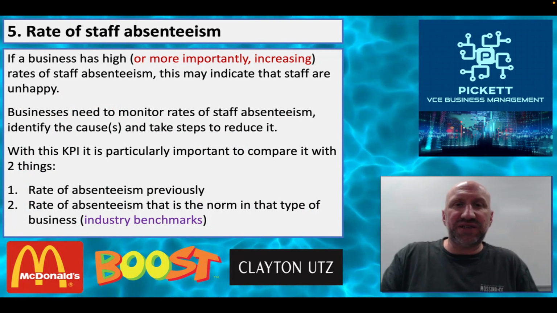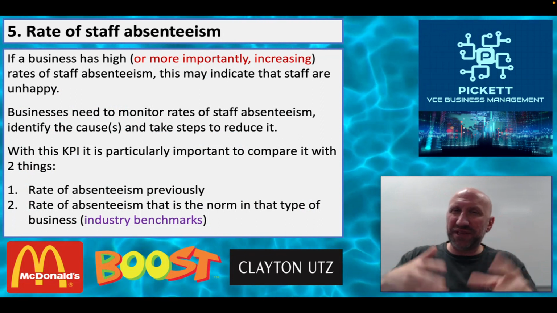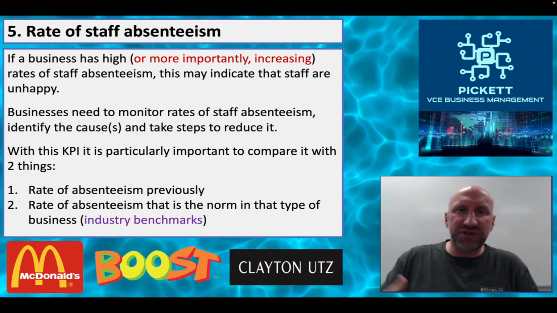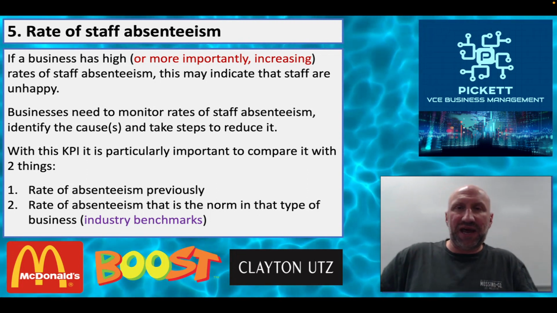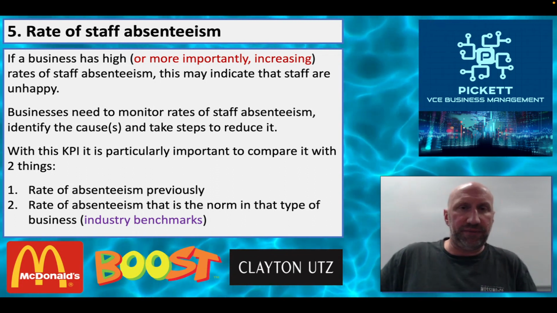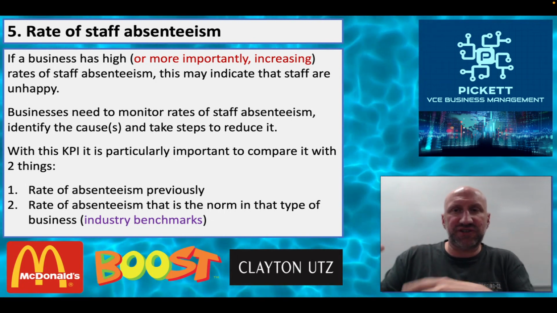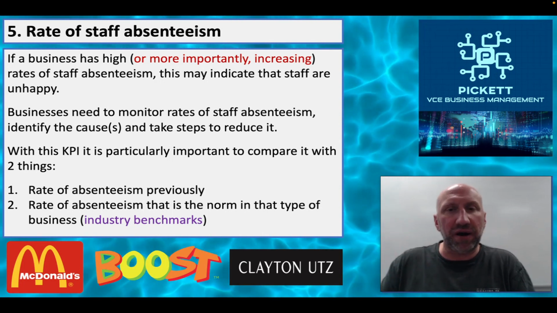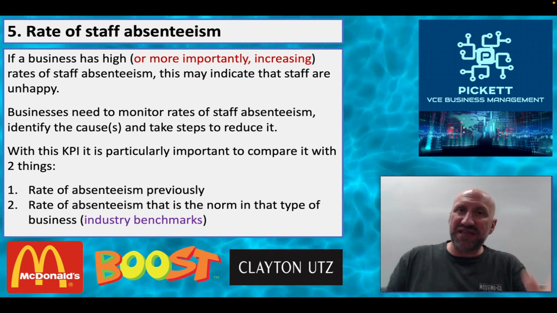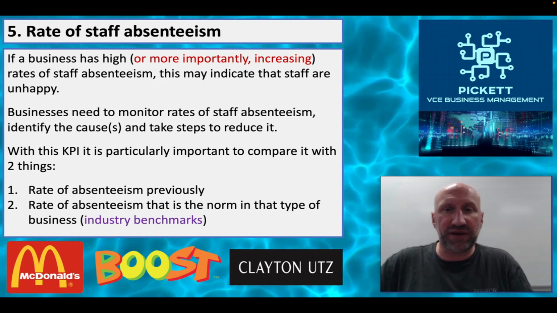Now, if a business has a high rate of staff absenteeism, or more importantly, increasing, remember this whole idea about KPIs being comparative. So if it's increasing from where it was, that can indicate that staff are unhappy. Okay, that's not new information. We looked at that back in Unit 3. So businesses need to monitor their rates of staff absenteeism. They need to be measuring it all the time, so they know if it's increasing or decreasing, so that if it is increasing, they can identify the cause of that increase and then take some steps to get it back where it should be.